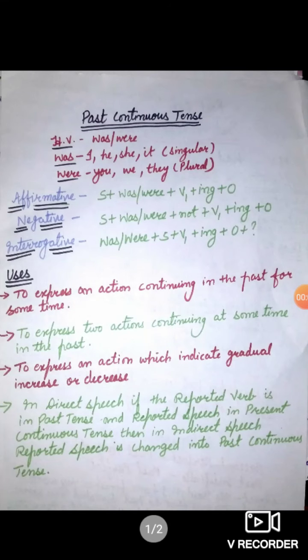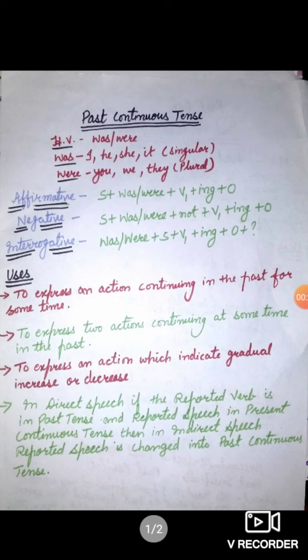Hello, students. As we have done past indefinite tense, now it's turn to learn past continuous tense. First of all, the helping verbs used in past continuous tense are was and were. Was is used with I, he, she, it, and singular noun. Were is used with you, we, they, plural noun.